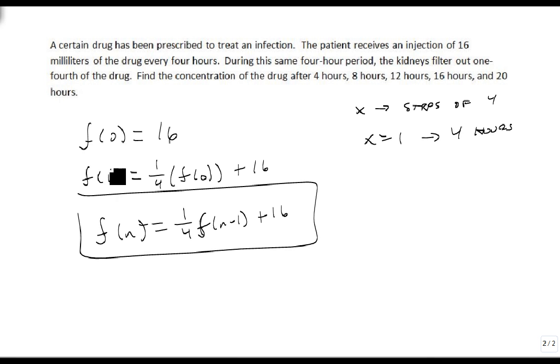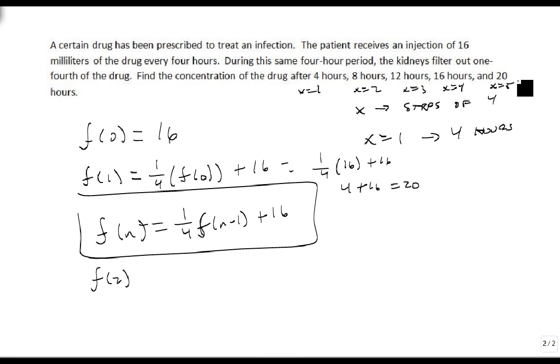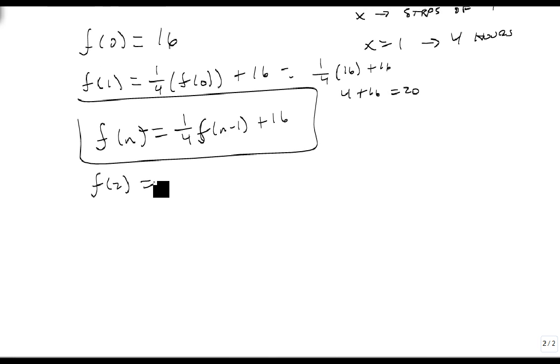And we already know that f of 0 is 16, and so f of 1 is going to be 1/4 of 16 plus 16. Well, 1/4 of 16 is 4, plus 16 is 20. Well, f of 2, because remember, this is x equals 1, x equals 2, x equals 3, x equals 4, x equals 5. So we're going to find this for our first 5. Well, f of 2 is equal to 1/4 f of 1 plus 16, which is 1/4 of 20 plus 16, which is 5 plus 16, or 21.